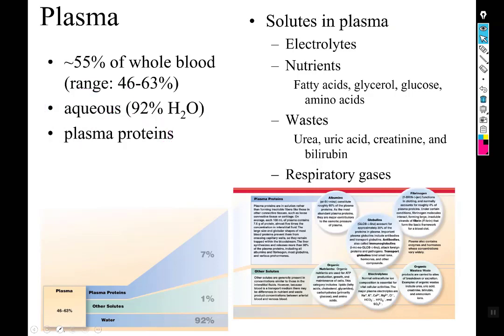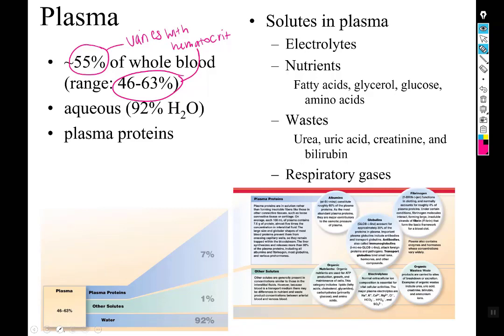So let's talk about plasma first. It's about 55% of whole blood. That's going to vary a little bit with something called hematocrit. Hematocrit is the amount of your blood that is made up by red blood cells, and so that is going to be related to plasma because it's a percentage. So if you change the percentage of plasma, you're going to change hematocrit and vice versa because those numbers have to shift to equal 100, right? So this has a range, obviously, also depending on hematocrit, of between 46 and 63%-ish on average.